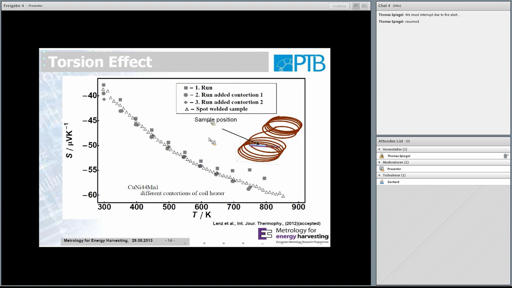So this was only a hint. Let's do some measurements. So we had the data from the spot welded sample, which agreed very nicely. And then we made one run, just opened the facility, added a little contortion to the coil heater, and did the next measurement. And as you can see, this more or less exactly reproduces the measurement before. So we know after this that we really have to take care about the contortion of the coil heater when we put it on the measurement facility. So be very careful with this, and always have in mind, if you have done one measurement with one direction of the coil heater, that the next measurement must be with the same contortion of the coil heater.